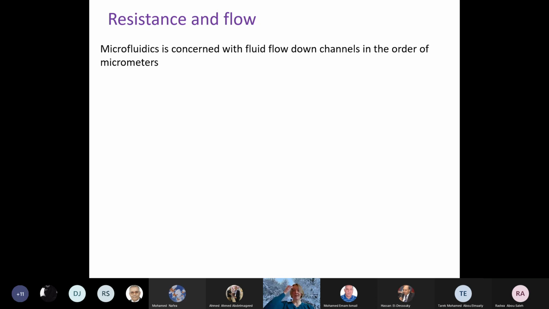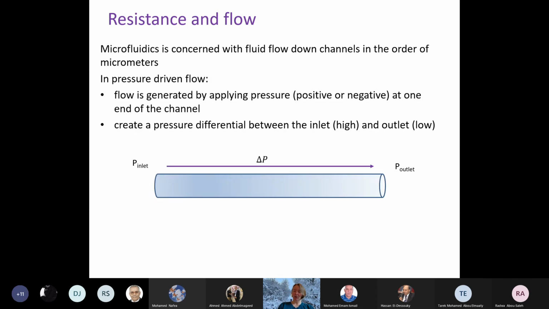So microfluidics is concerned with flow down channels in the order of micrometers. How do we make the fluid flow? Well, you have to have a pressure differential across the pipe or the microchannel in order to make the fluid flow. And flow is generated by positive or negative pressure at the inlet or the outlet of one of these devices. And that's what creates the pressure differential. So the inlet will have a high pressure and the outlet will have a low pressure. And just like in electrical circuits, that drives the fluid down the channel.